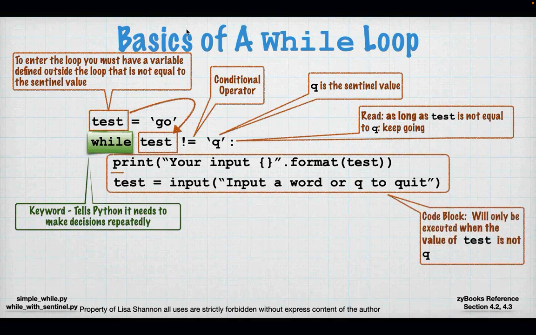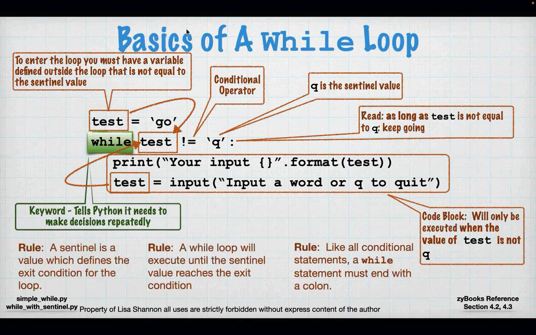So what's inside the local scope of the while loop? Just like last week, we have to indent it properly. I have two lines here. I have print your input, open squiggly, close squiggly, dot format test. So I'm just going to print out what the user entered. And then, and this is important, inside the loop, I am asking for the next value to test against the sentinel value. So if I put in ABCDE, then the loop would keep going because ABCDE is not the same as Q. If I put in the single letter Q, which is lowercase, it will break the execution of the loop.